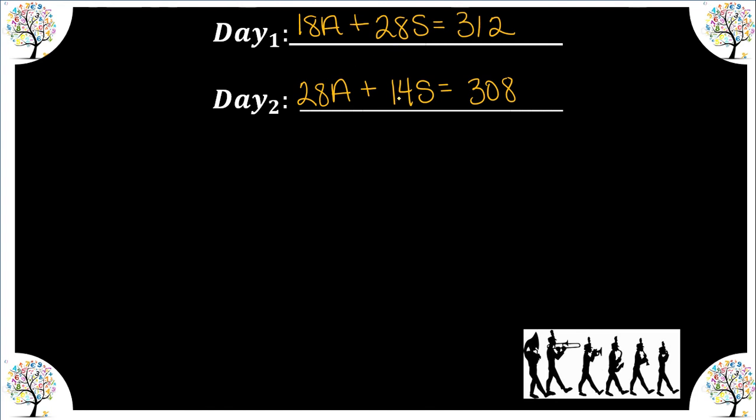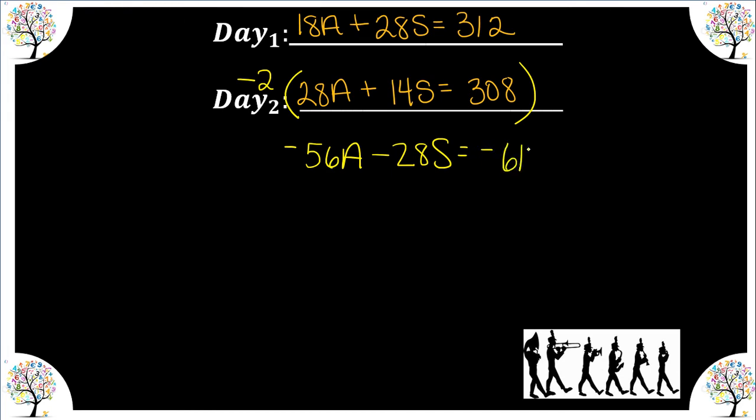So I have no pair of opposites. I can see that 28 is twice 14, so I could easily make this 14s a negative 28s by multiplying through by negative 2. So we are going to get negative 56a minus 28s is equal to negative 616.